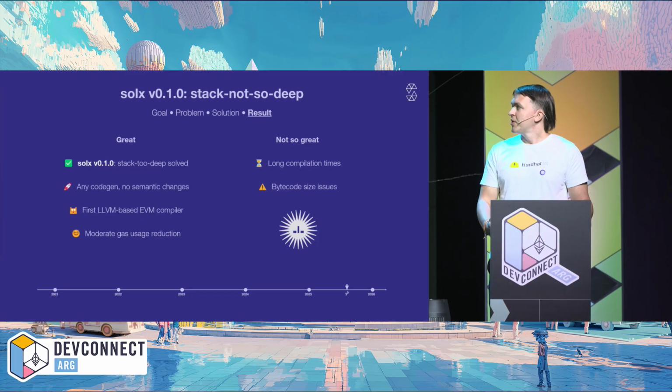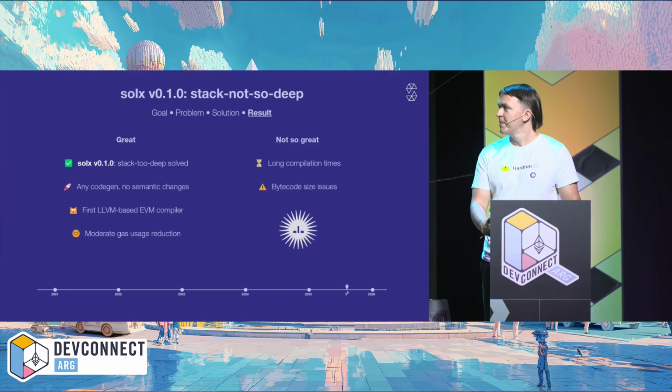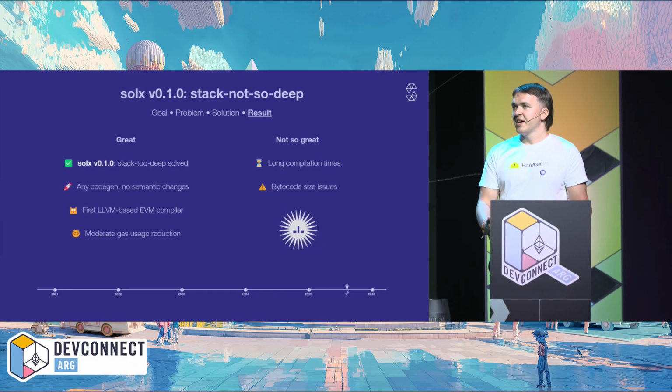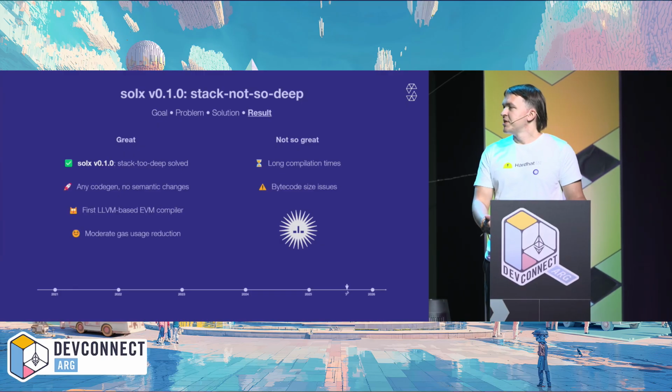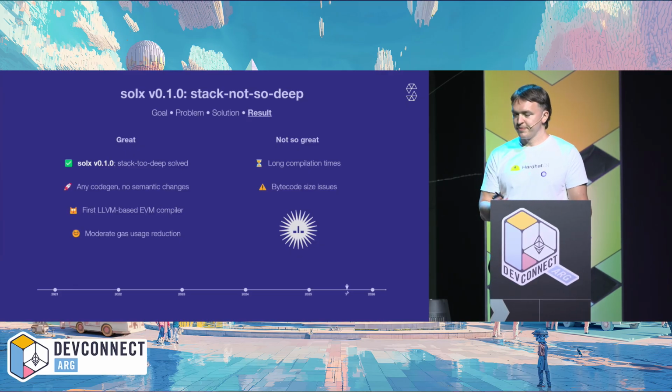Any code gen, all pipelines. And we have delivered the first LLVM-based compiler for Solidity. We saw some moderate gas usage reductions from the default LLVM optimizations from the middle end. But unfortunately, like any first release, we suffered from long compilation times and bytecode size issues, and that's what we had to solve in the next versions.